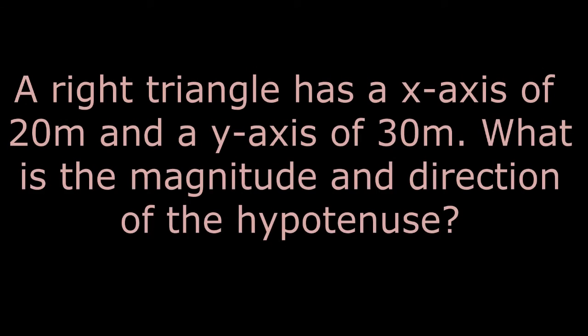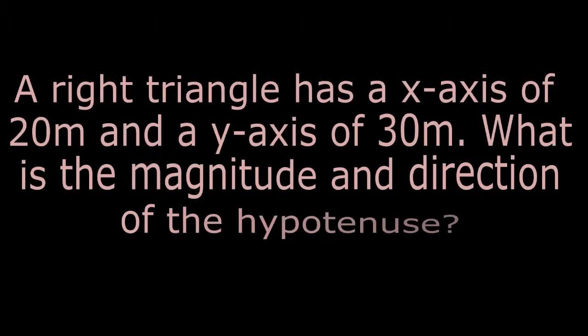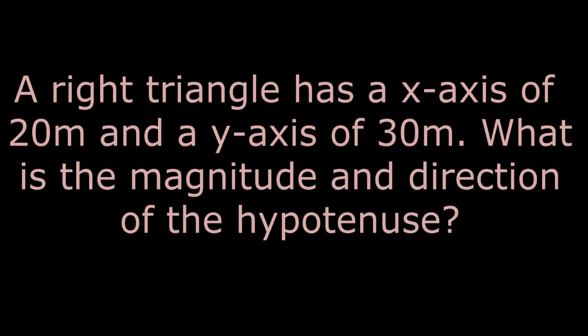Today we're going to go over problem number 25. It says a right triangle has an x-axis at 20 meters and a y-axis at 30 meters. I want to know what the magnitude and the direction of the hypotenuse is. So let's get started.